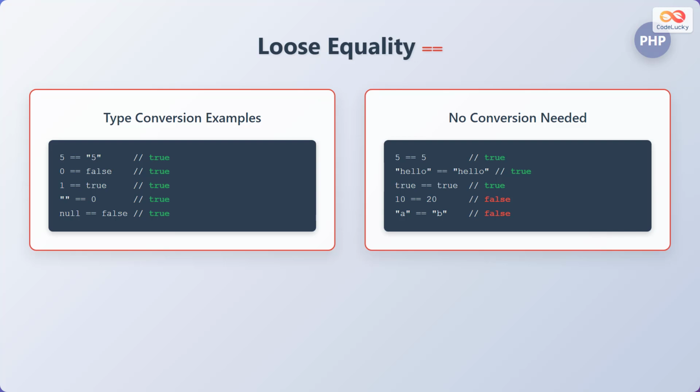When no type conversion is needed, like comparing 5 to 5 or the string hello to the string hello, the operator directly checks for equality. If the values are the same, it returns true. If the values differ, it returns false, as in the case of 10 is equal to 20, or the string a is equal to the string b.